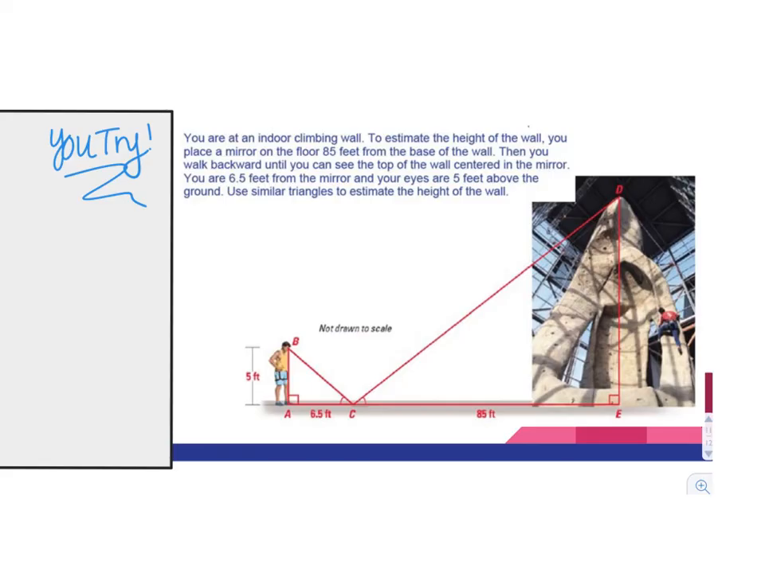You are at an indoor climbing wall. To estimate the height of the wall, you place a mirror on the floor 85 feet from the base of the wall. Then you walk backward until you can see the top of the wall centered in the mirror. You are 6.5 feet from the mirror and your eyes are 5 feet above the ground. Use similar triangles to estimate the height of the wall. Make sure you show your work. Press pause to try this one on your own. Then press play to check your answer.